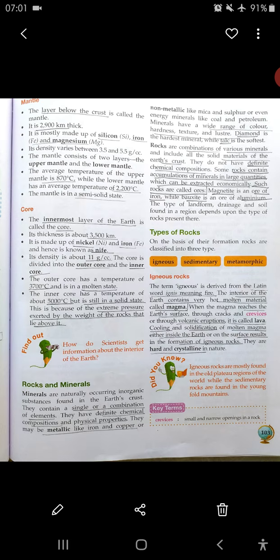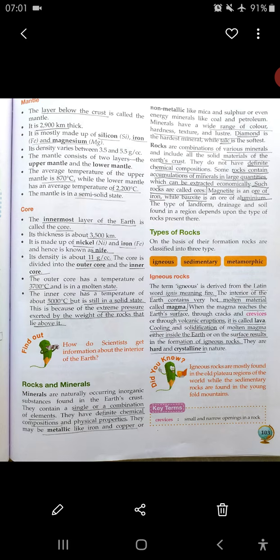Now you have to do one activity in your copy. You just make 3 columns. Write crust in one column, mantle in the second, and core in the third, and then you have to note down the important points. First, you have to mention that the crust is the outermost layer, the mantle is the layer between the crust and the core, and the core is the innermost layer.